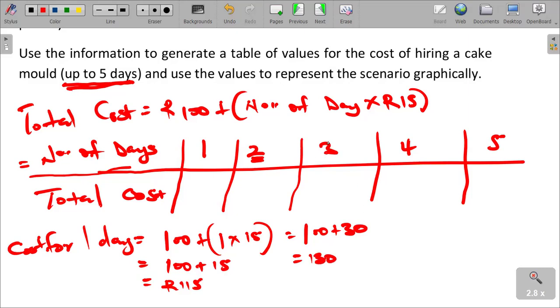Same applies again for 3 days: 15 times 3 plus 100, we also get those figures. So it's 115 here. For 2 days, 15 times 2 is 30 plus 100, we get 130. We also go again, 15 times 3 is 45 plus 100, we get 145. 15 times 4 plus 100 is 160.